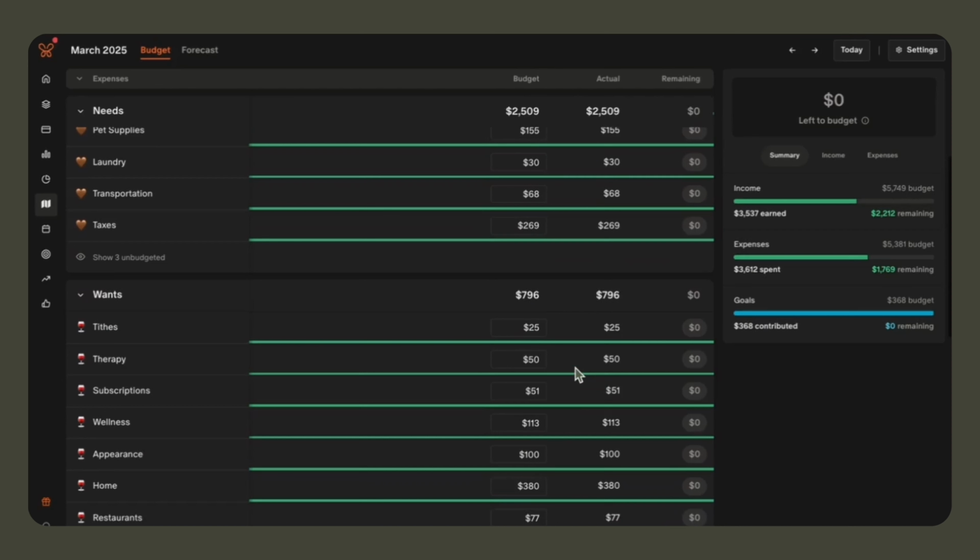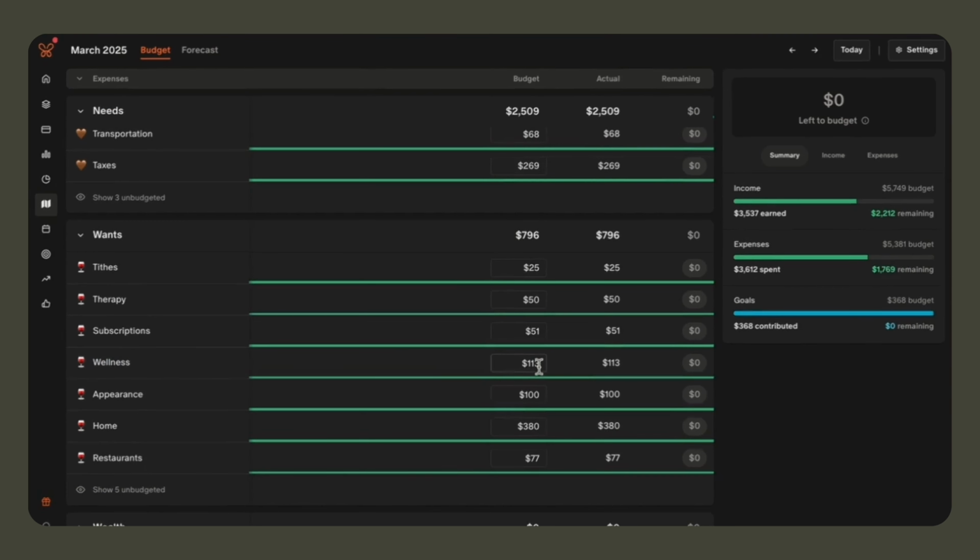Moving on to the wants group, I am starting to contribute to tithes again, so that will be a new expense going forward. I'm excited to get back into that and support the church that's really been helping me. Therapy was $50 this month because I only had one session. My subscriptions have gone up to $51 now because Netflix is up, and I also got Descript again, which is what I use to edit my YouTube videos and make sure that I have captions so everything's accessible.